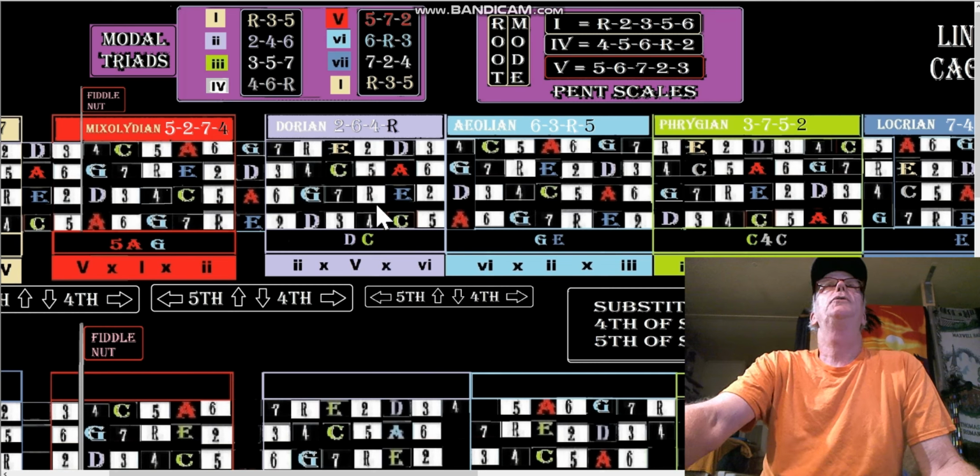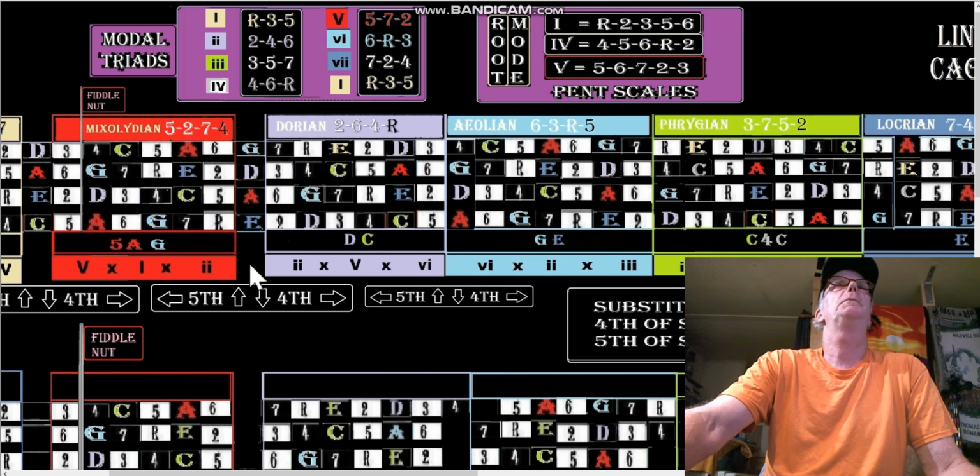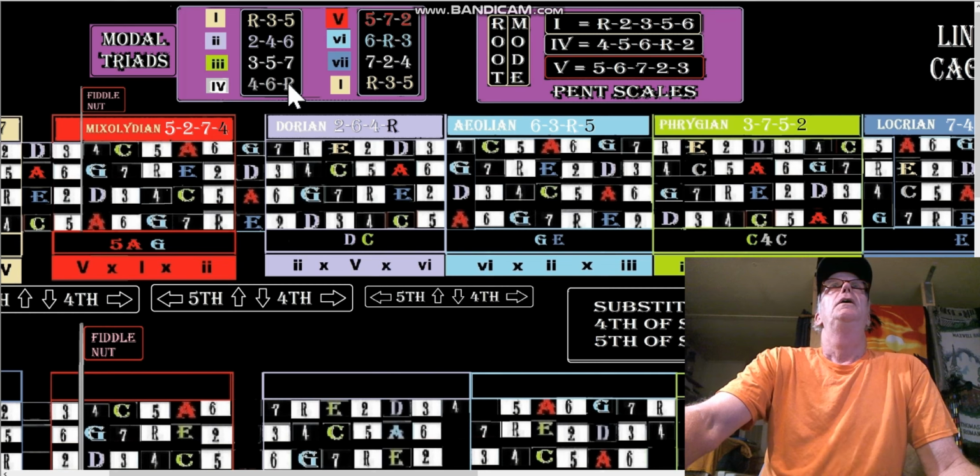If we wanted to go to its fifth, we would move the pattern up. So we move the 2 pattern up. Let's find any old 2. Here's 2, 3, 4, 5. If we move that up, we're going to have 5, 6, 7 root underneath. There it is, 5, 6, 7 root. It didn't come out of nowhere. That's the fifth of the pattern. Look at D. What's the fifth of D? A string shape. The triad's going to be 5, 7, 2.